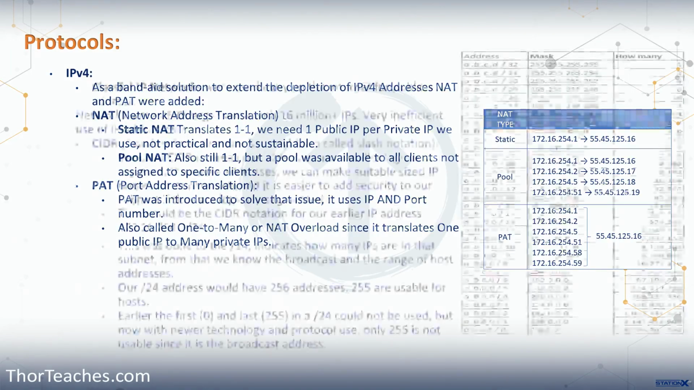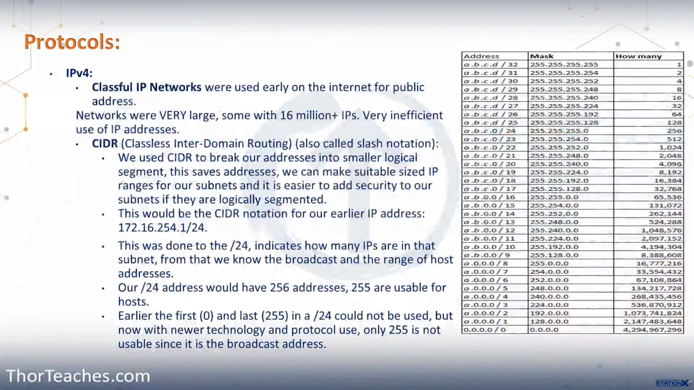Early on, when we used IPv4 addresses, organizations would use classful IP networks, which means that every network has over 16 million IP addresses, even if they just need 5 or 10. Obviously, a very, very inefficient way of using IP addresses, and when they realized that would be a problem, they designed classless IP networks. And that is the slash or CIDR notation I mentioned earlier. And CIDR just means classless interdomain routing. And we use it to break larger ranges of IPs into smaller logical segments. First off, we save a ton of addresses.